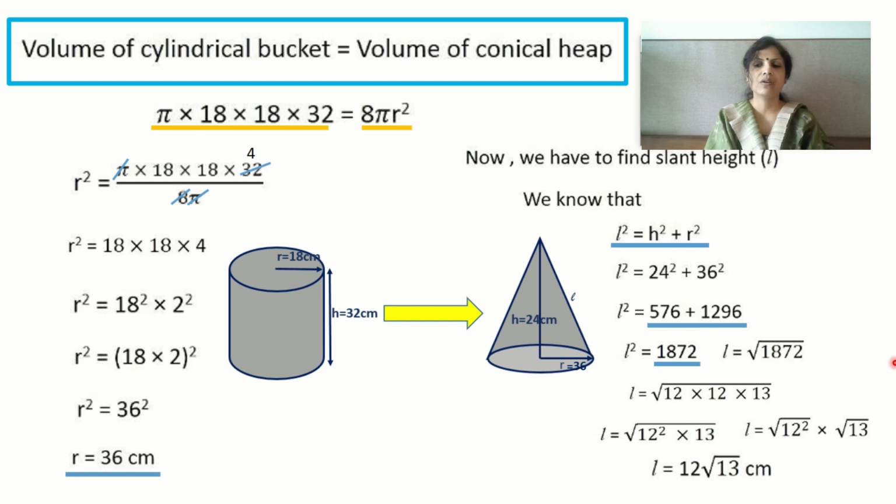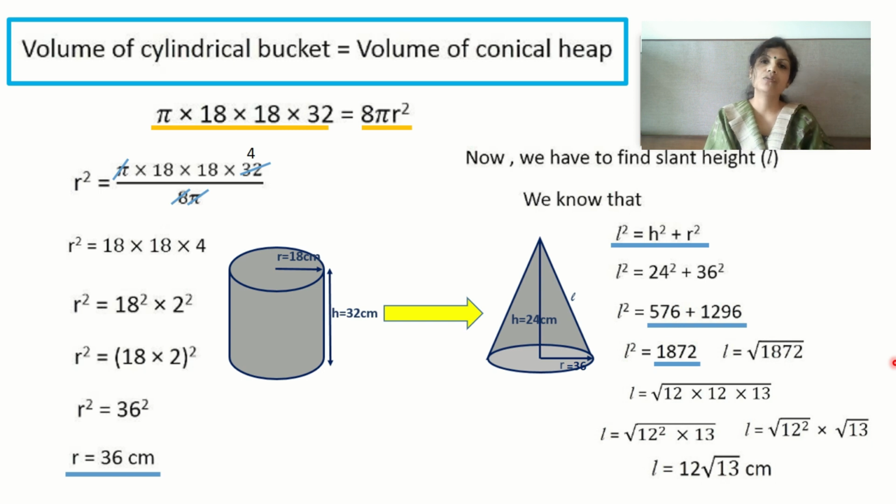So L is equal to square root of 1872. Let's try factorizing this term 1872. So when you factorize it, we get L is equal to square root of 12 into 12 into 13. So L is equal to square root of 12 square into 13.